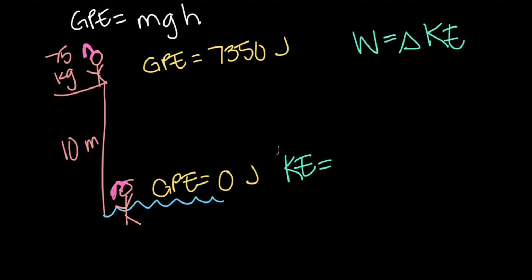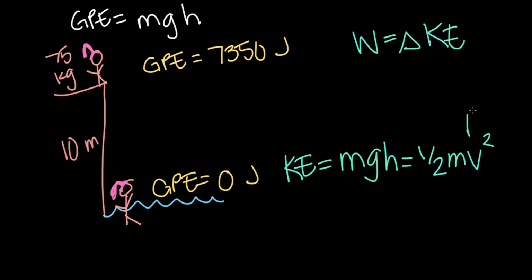So we know that her kinetic energy at the bottom must be equal to what her potential energy was at the top. And we also know that kinetic energy is equal to 1/2 mv squared. So we can actually solve for what her velocity is as she enters the water. So the m's will cancel out, and if you rearrange this, you end up with the square root of 2gh equals her speed entering the water.